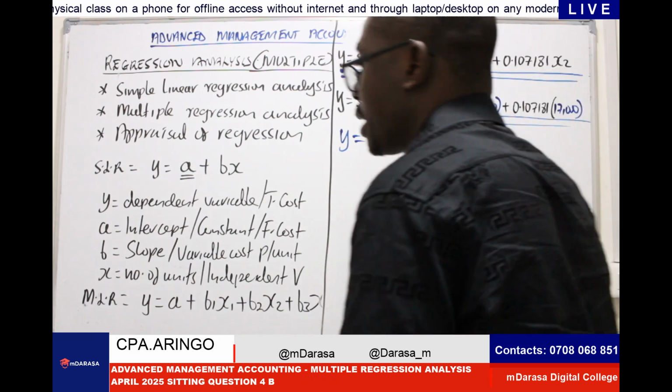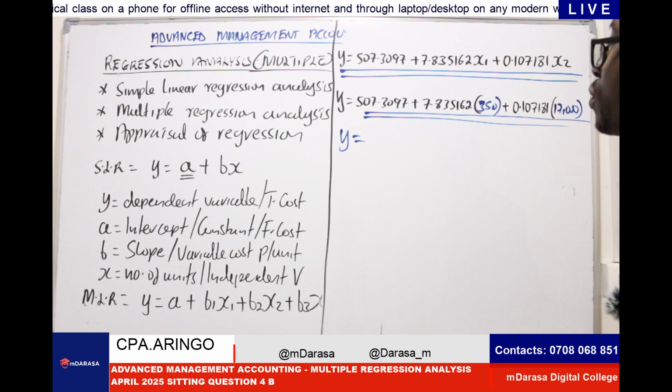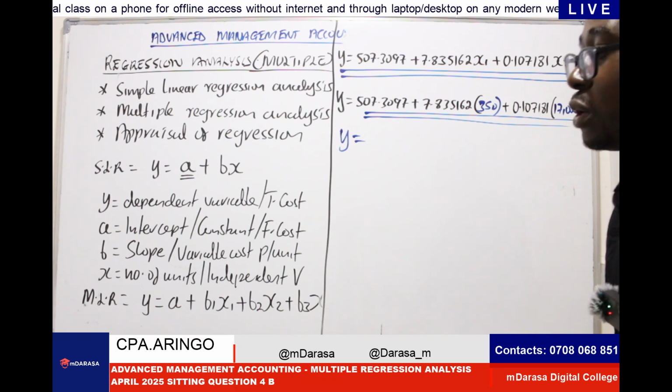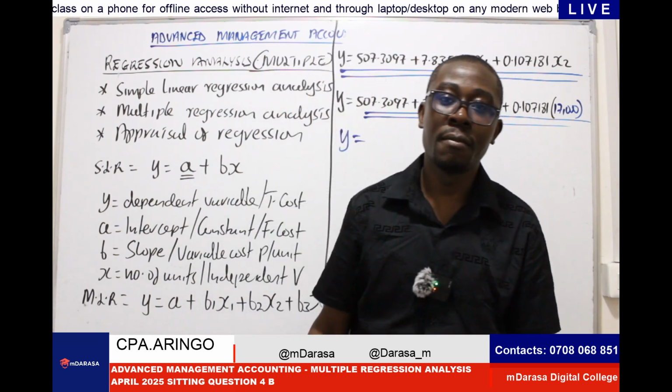So the whole idea here in regard to multiple linear regression is for us to understand that we are talking of more than one variable. This is what we need to understand.